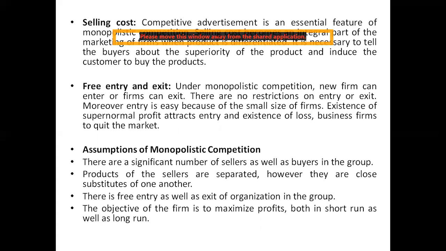The assumptions of monopolistic competition say there is a significant number of sellers as well as buyers in the market, and the products of sellers are differentiated. However, they are close substitutes of one another. There is free entry as well as exit of organizations in the group, and the objective of the firm is to maximize profit both in the short run as well as in the long run.